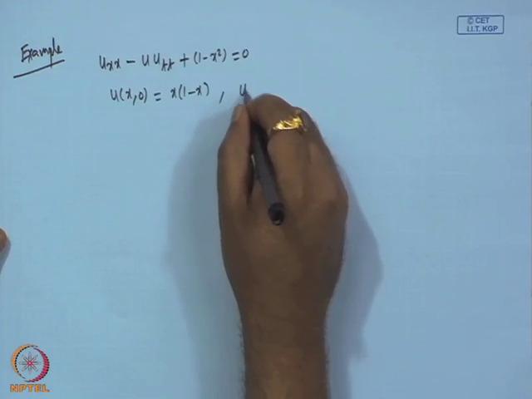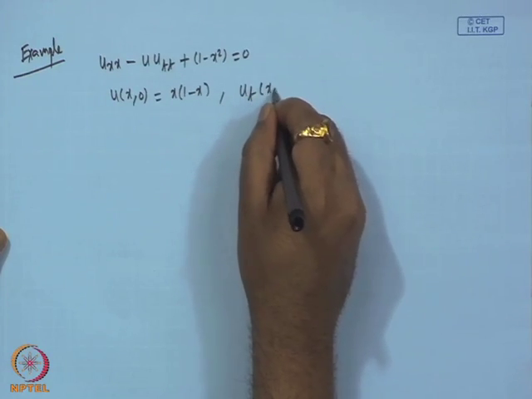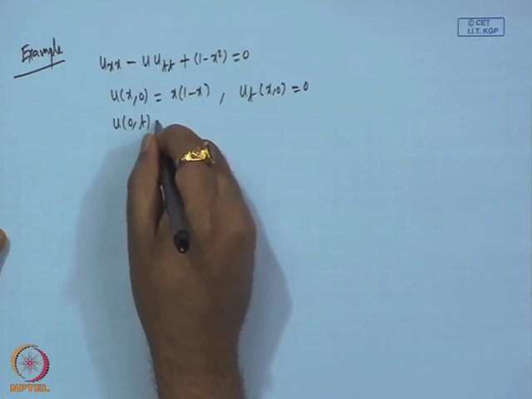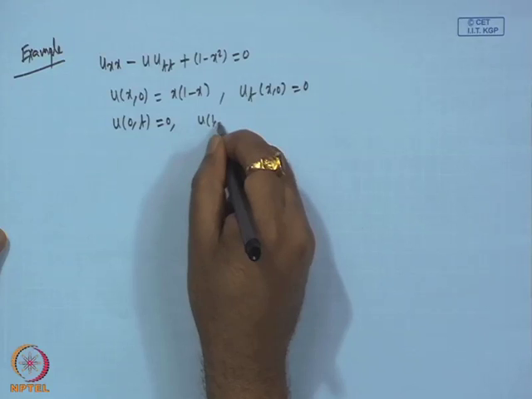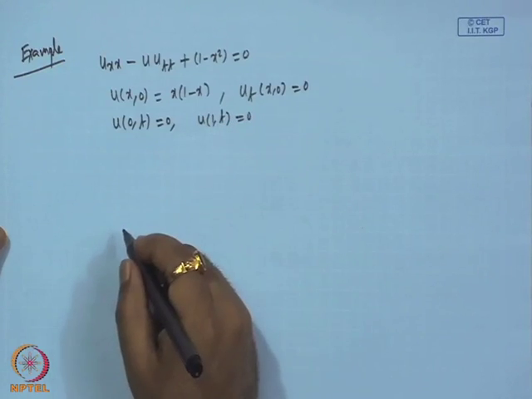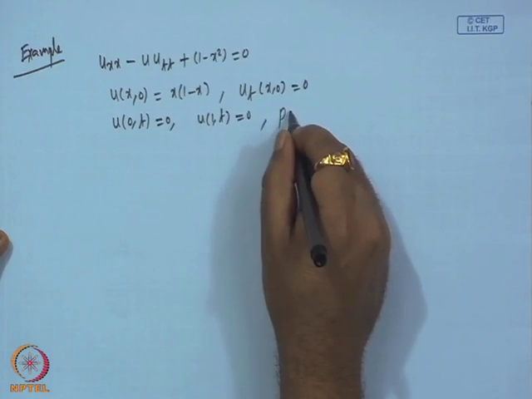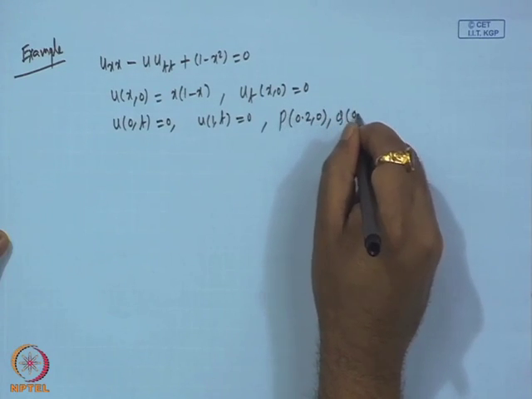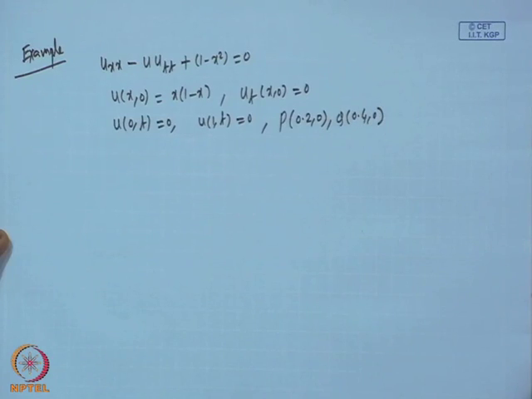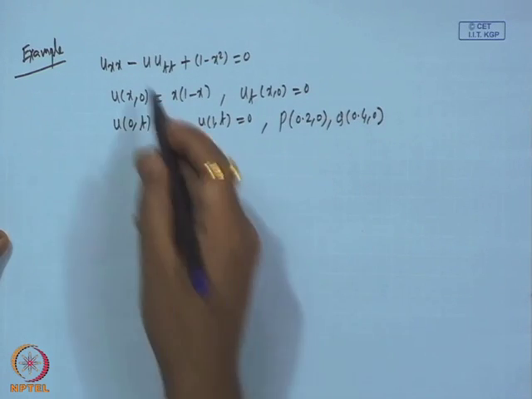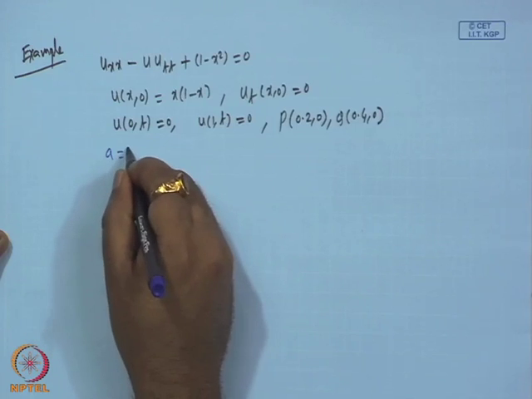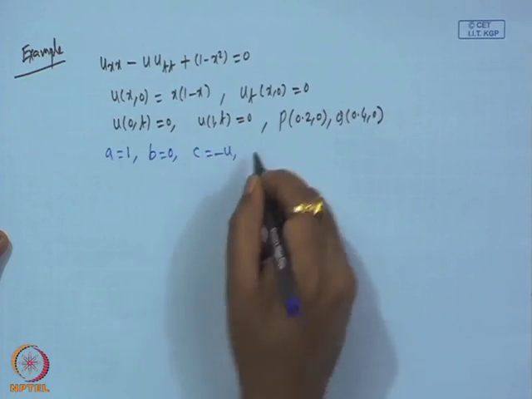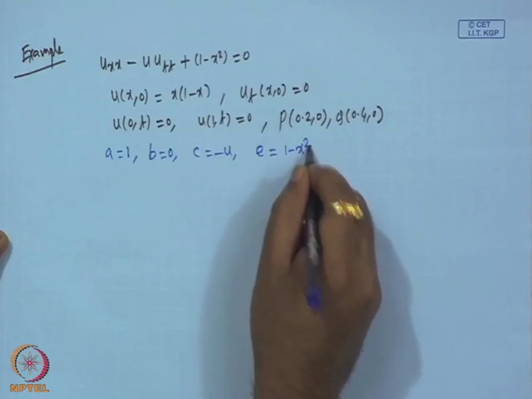Okay, then u t, and the points p is this and q is this. Okay. So, now comparing with the standard form, a is 1, b is 0, c is minus u, e is 1 minus x square.